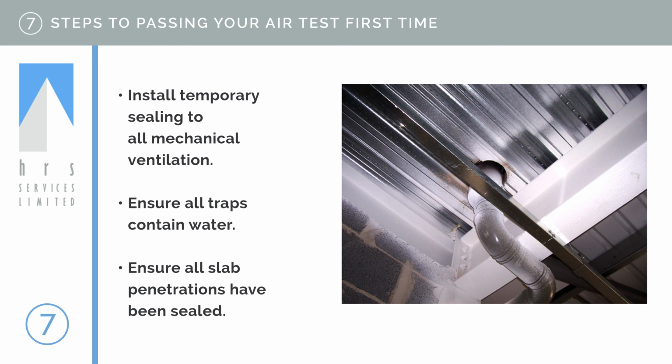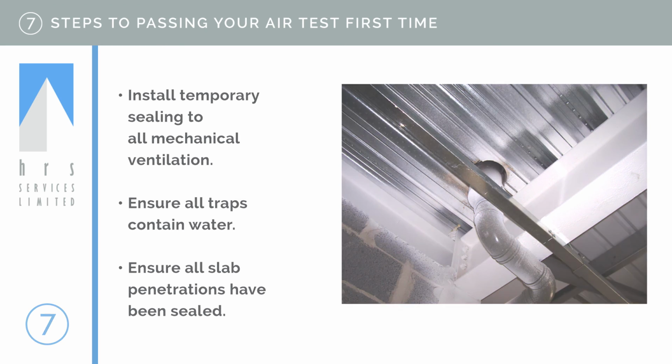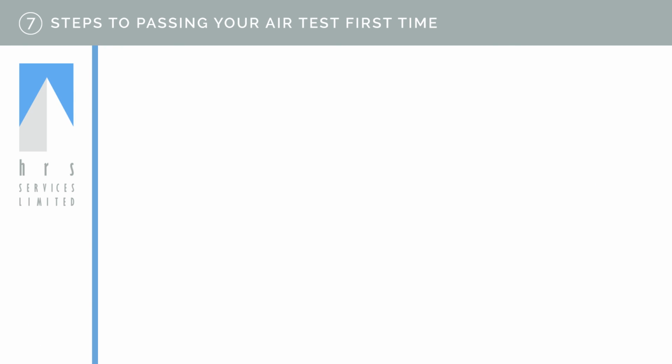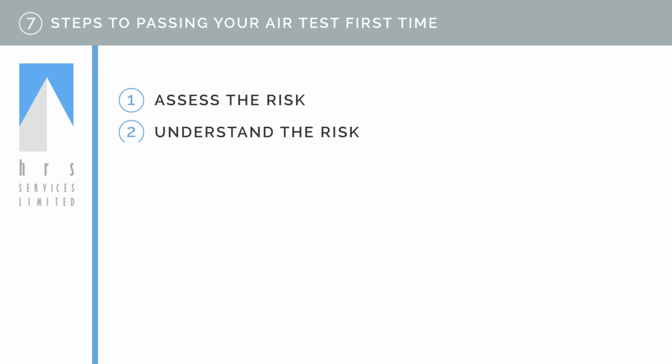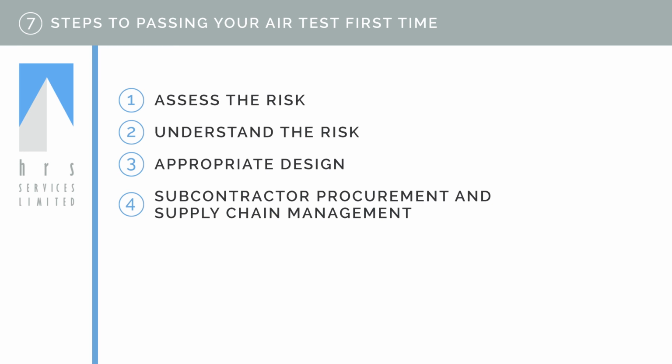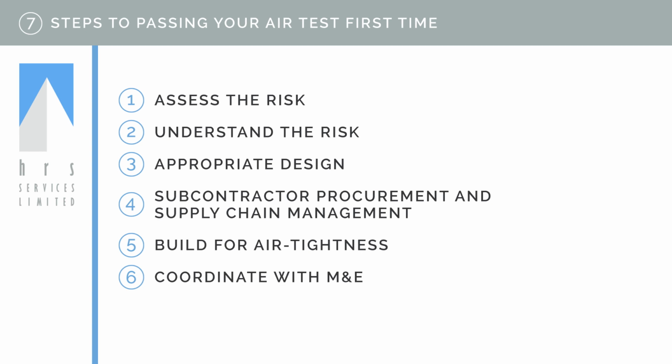To recap, the 7 steps to passing your air test first time. Assess the risk. Understand the risk. Appropriate design. Subcontractor procurement and supply chain management. Build for air tightness. Coordinate with M&E. Prior preparation.